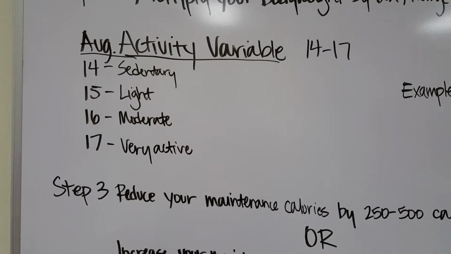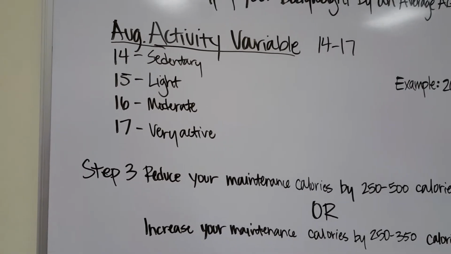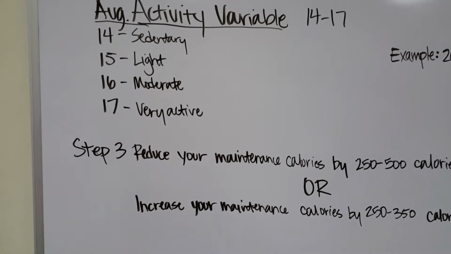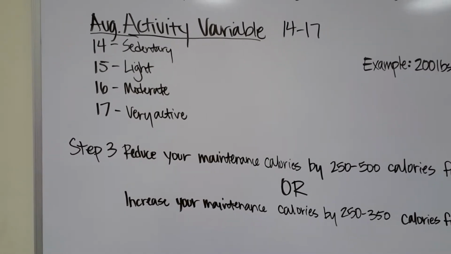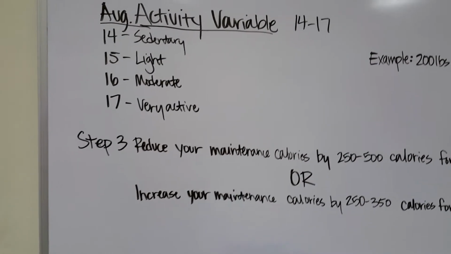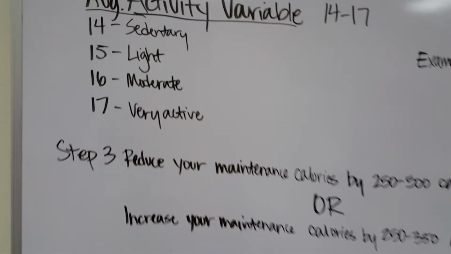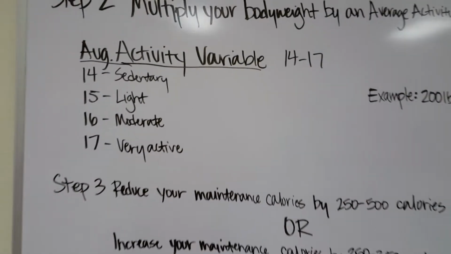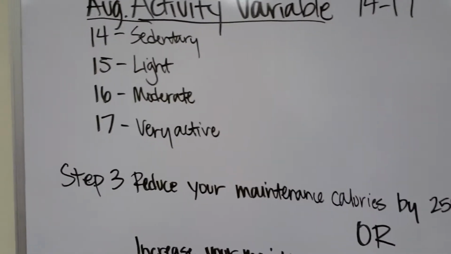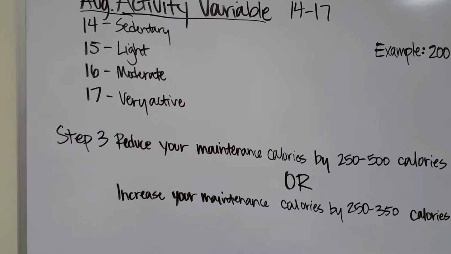So 14, you're sedentary. 15, you're a person that works out maybe 1 to 3 times a week. You have a job that's not as, I would say, demanding. 16, work out a few more times a week. Or maybe you have a higher demanding job. That means you're more active, you're standing up more. 17, you're working a construction job.